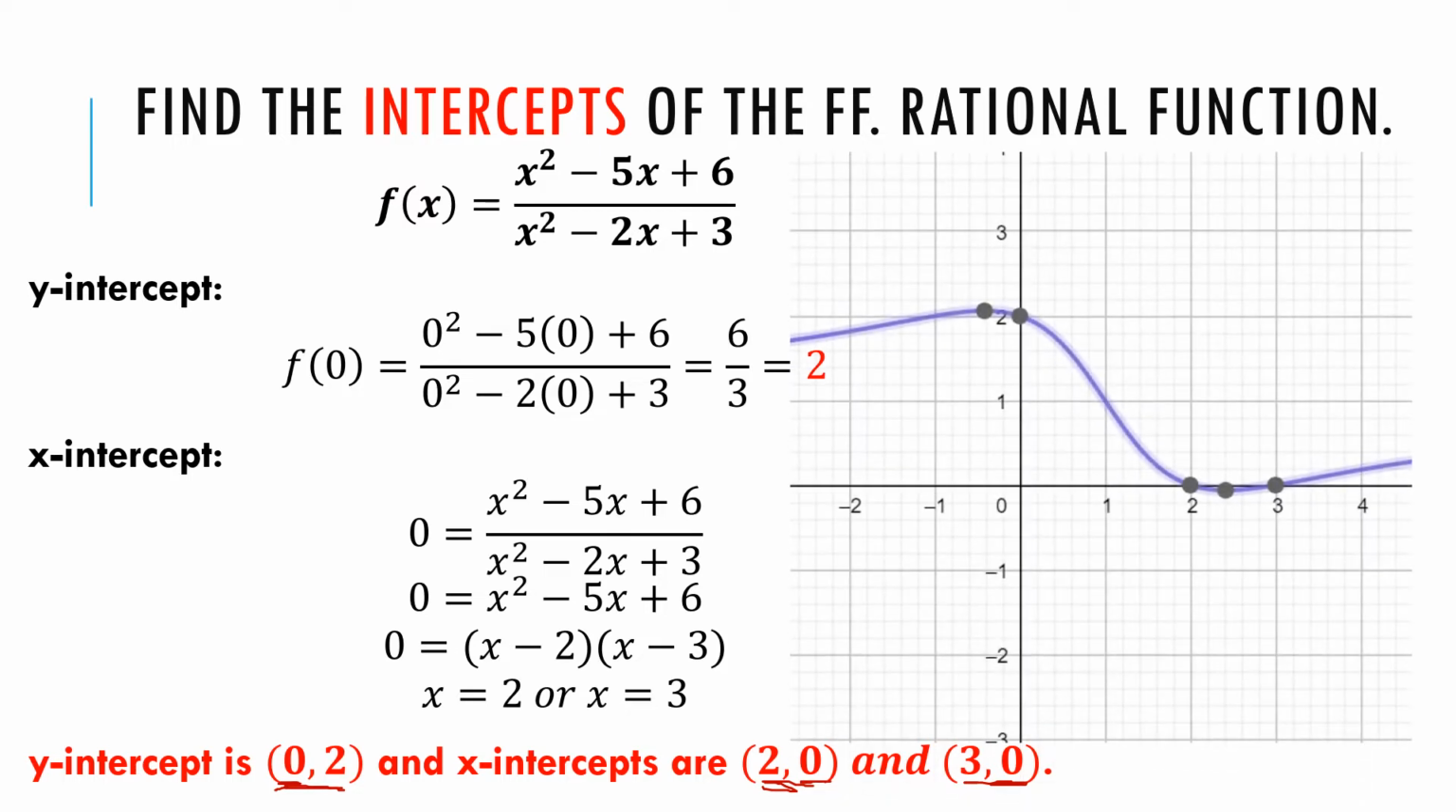Ipapakita ko yung graph. Ganito siya. So, for the y-axis, nag-cross siya at 0, 2. Ayan. Sa y-axis. Yan yung y-intercept. And sa x-axis naman, nag-cross siya sa 2, 0. Yan. 2, 0 at saka 3, 0. Yan. Ito yung mga x-intercepts.